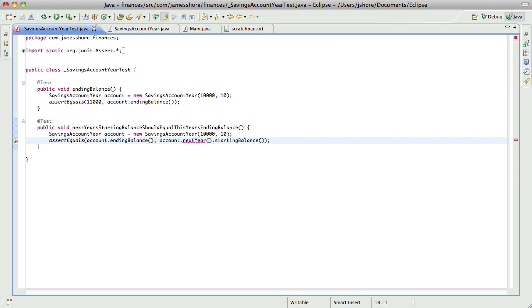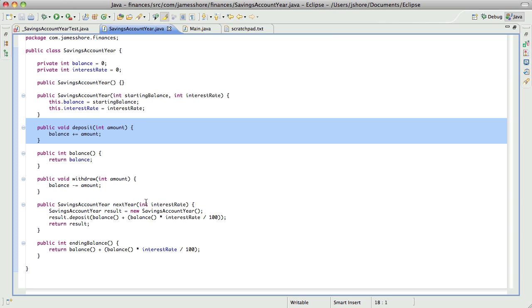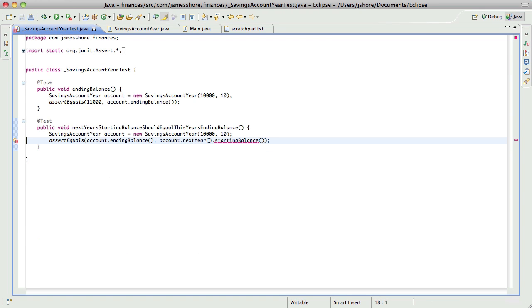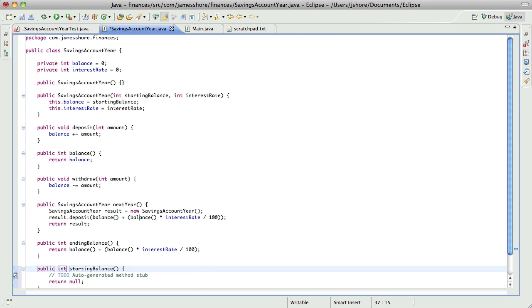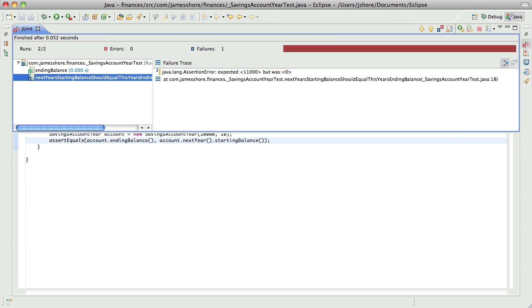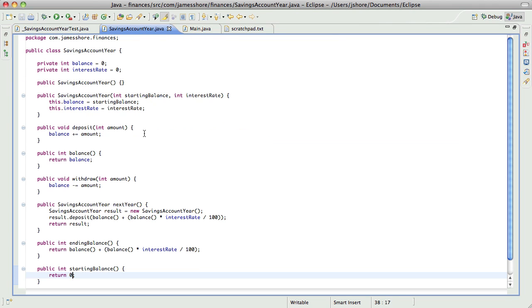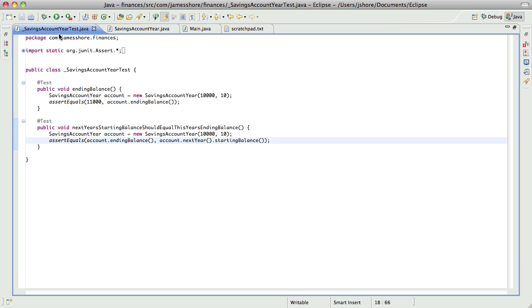Now, it's not working because next year has a parameter. Take that out. Well, this should fail, for more reasons than one. I don't have a starting balance. Okay, expected 11,000 but was 0. That was kind of a long period of a lot of stuff to do without a passing test, so I think I overstepped my bounds a little bit there. Next time I'll try to take it in smaller steps.